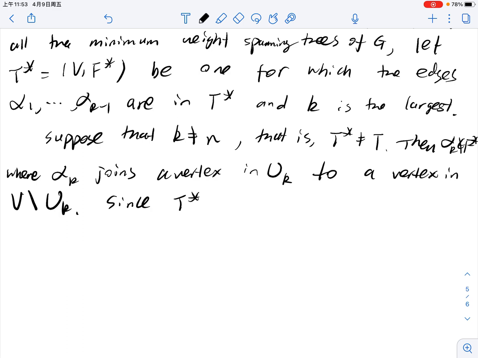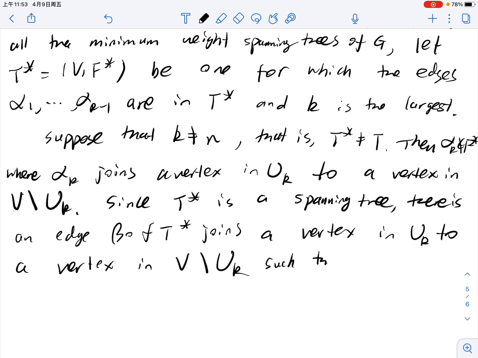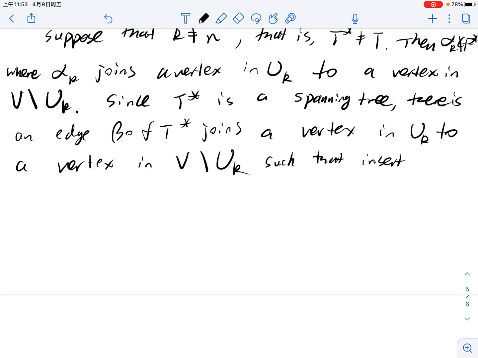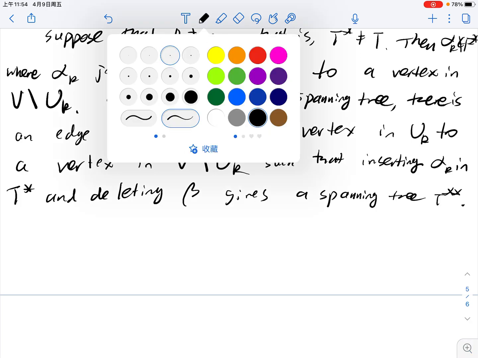Since T star is a spanning tree, there is an edge beta of T star that joins a vertex in U_k to a vertex in V minus U_k, such that inserting alpha k in T star and deleting beta gives a spanning tree T star star.